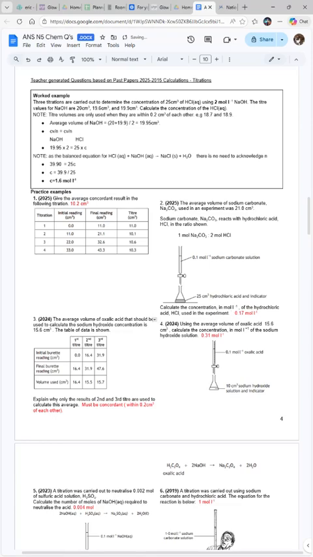Question 3. The average volume of oxalic acid to be used to calculate sodium hydroxide concentration is 15.6. This is the table of data here. The volume used is sometimes difficult because it's in a different orientation than up here. In the first, second, third titres, we've got 16.4, 15.5, and 15.7. After a while, we get quite good at going, the 15.5 and 15.7 are concordant. So they're the ones we're going to be using.